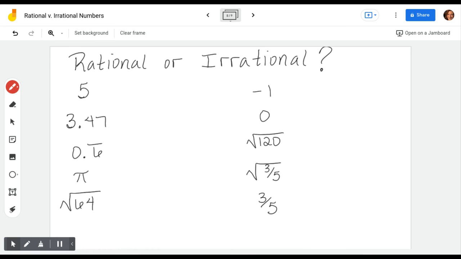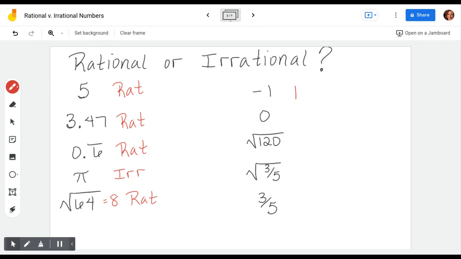Last thing, I want to practice just a tiny bit more with whether it's rational or irrational. Rational means you can write it as a fraction. Most things are rational. 5 is just a whole number. That's rational. 3.47, that's a decimal that stops, so it's rational. 0.6 repeating, it repeats, so it's okay, it's rational. Pi never stops and it never repeats. That is always irrational. The square root of 64 is really just 8, so that's rational.